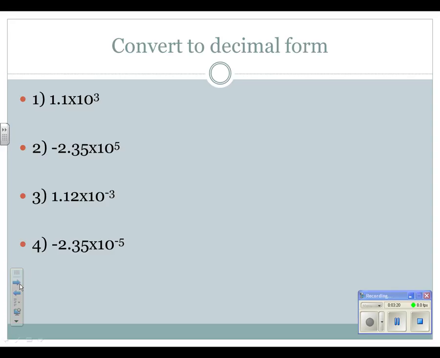Now to convert to decimal form: you've got an exponent of 3. It's positive, so you're going to move the decimal 3 places to the right. So that's 1, 2, 3. You're going to add 2 zeros, so it's 1, 1, 0, 0. Now the negative sign in the number does not matter, so you still include it in your answer. So our answer is going to be negative.